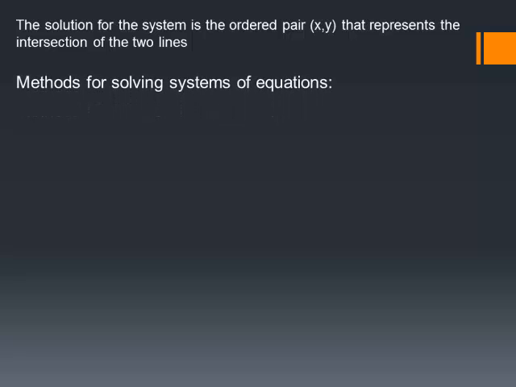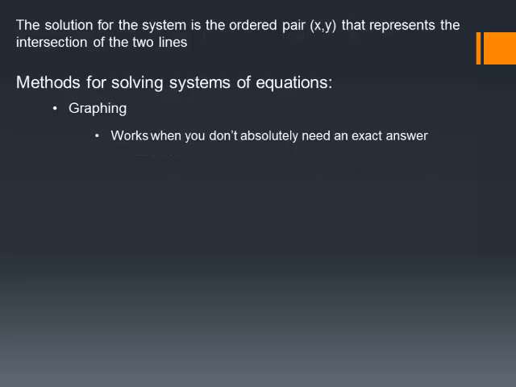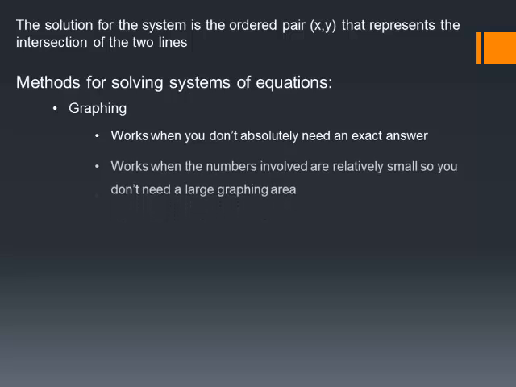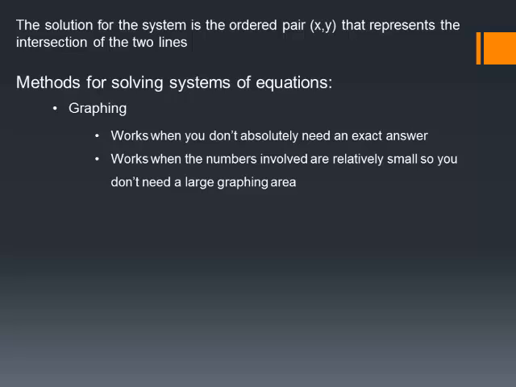So we have a few methods that we can use to solve for systems of equations. One, we can graph. And this works when we absolutely don't need an exact answer. This is an estimation because sometimes the lines don't intersect at a perfect integer coordinate. And it works when the numbers involved are relatively small, because if you have really large numbers in the thousands, it's more difficult to graph these.